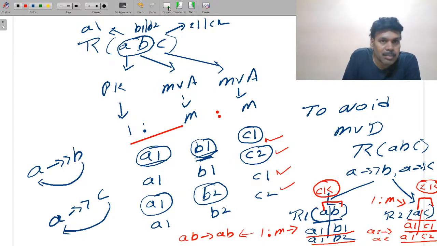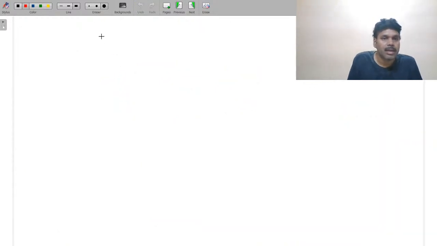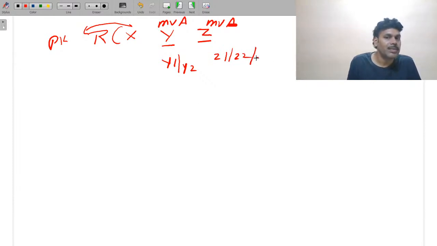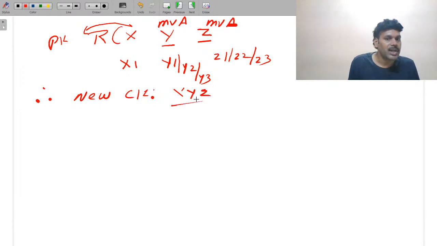Let us take one more example. I am saying X, Y, Z. This is our last example. Observe carefully. Multi-value attribute. We have a pair of values here. We have a pair of values here. You can write Z3 also, no problem. You can write Y3 also. I have got X1. Now we confirm your new candidate key. What is that? X, Y, Z together.